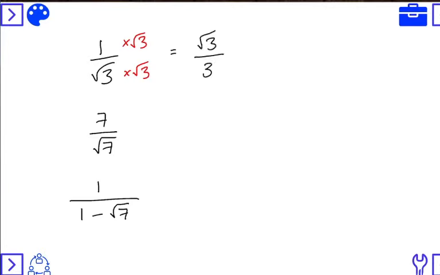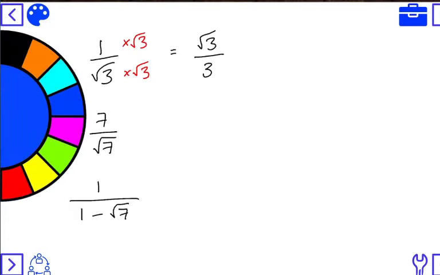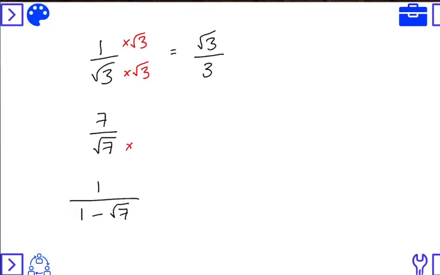Moving on to the next one, I need to times the bottom by root 7, so timesing it by itself, timesing the top and the bottom by root 7, I get 7 root 7 all over 7. And like with my example, here I've got a common factor of 7 in both the numerator and denominator. So 7 divided by 7 gives me 1, and that will just leave me 1 root 7 left over.